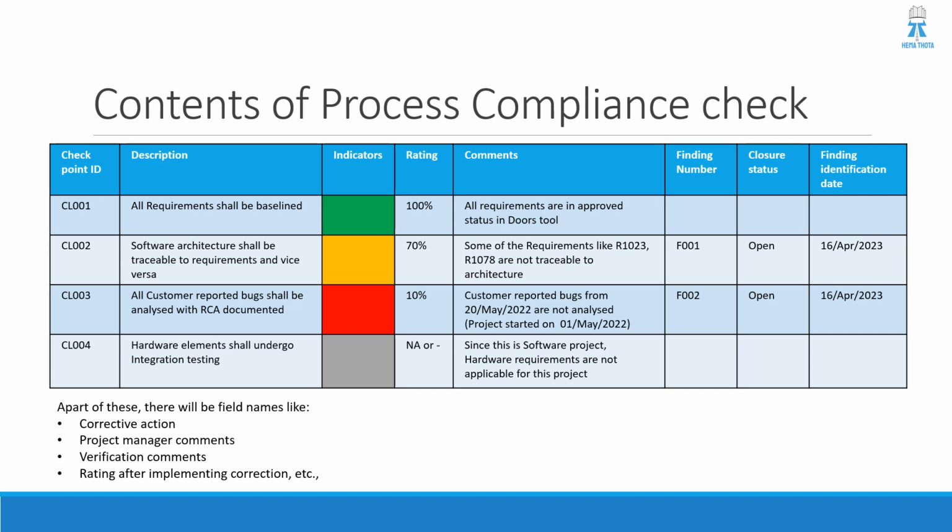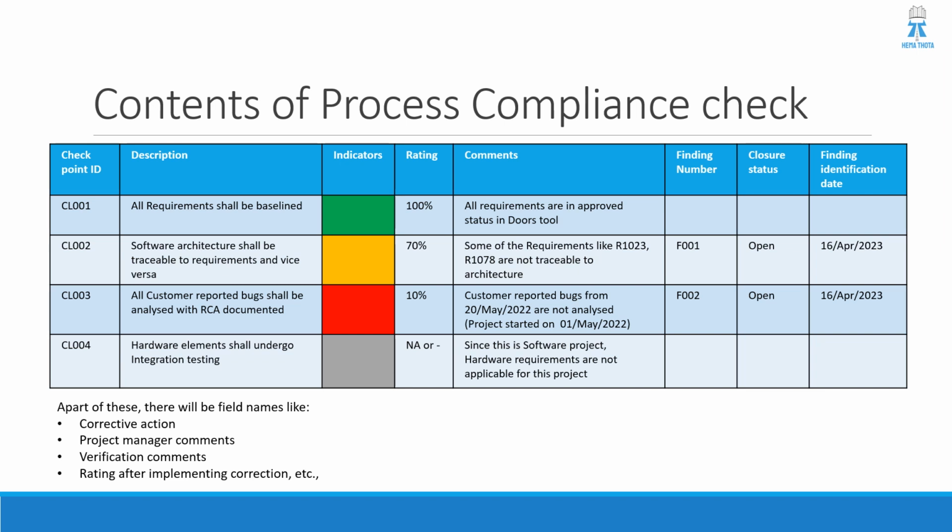So there is no finding number, there is no closure status which is required, and finding identification date is also not required. However, for the CL2, it is like software architecture shall be traceable to requirement and vice versa. So it should be bidirectional traceability, right? So it is fulfilled 70% and it is marked as amber or yellow.